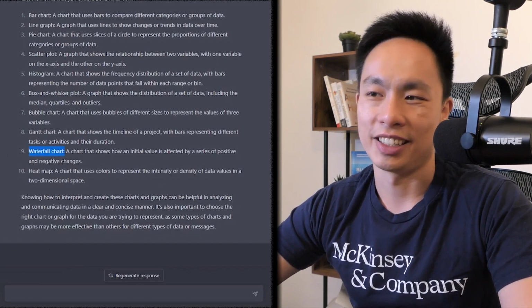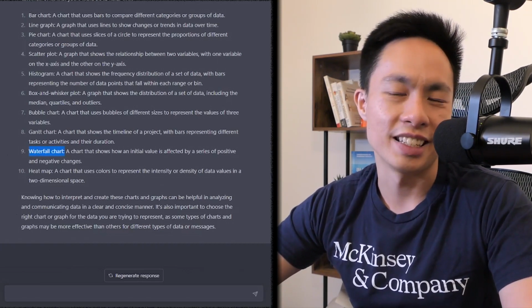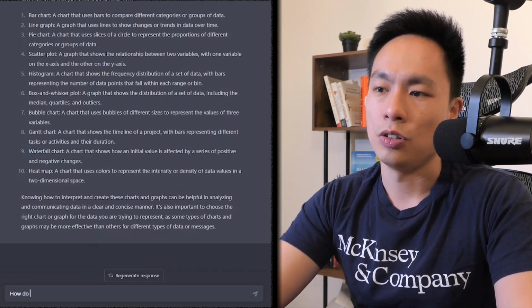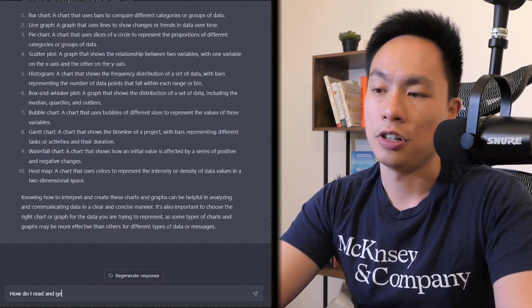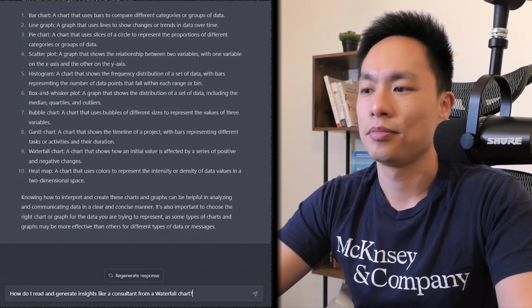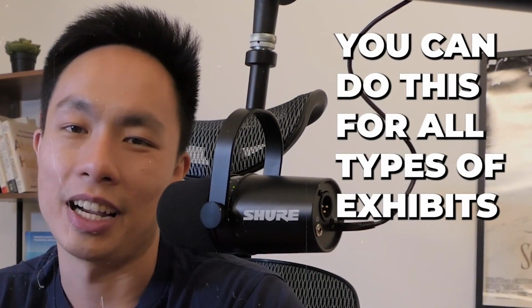But let's say that you Google what it looks like and you're like, I still don't know what this is and how to solve it. What you can do is you can type in this prompt here. How do I read and generate insights like a consultant from a waterfall chart? And then what ChatGPT will do is it'll walk you through how to look at a waterfall chart. And you can do this for all the common types of exhibits.